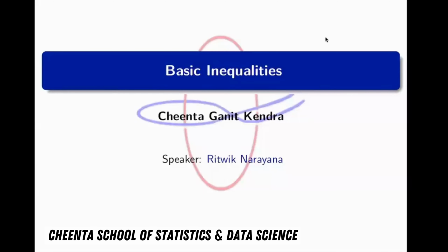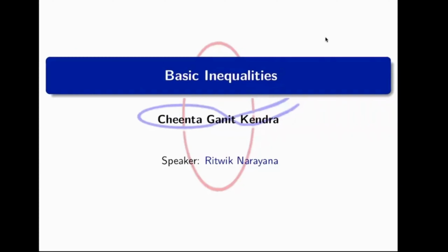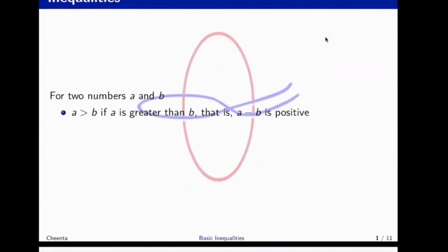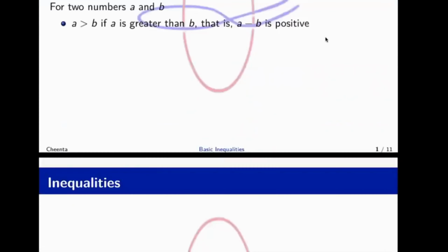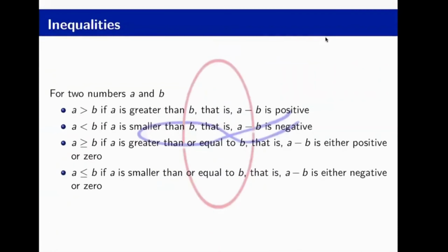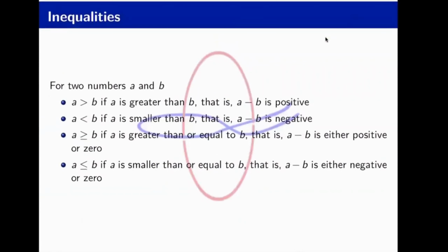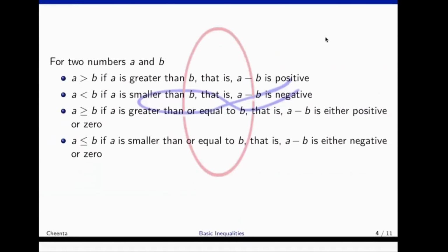In this video, we will be looking into some basic things regarding inequalities. For any two numbers A and B, if A is greater than B, then A minus B is positive. If A is less than B, then A minus B is negative. If A is greater than or equal to B, A minus B is either positive or zero. And if A is less than or equal to B, A minus B is either negative or zero.